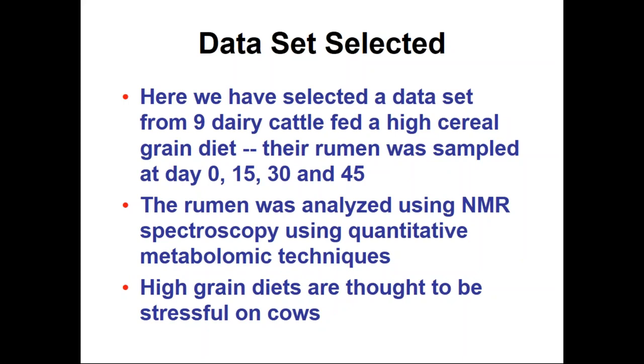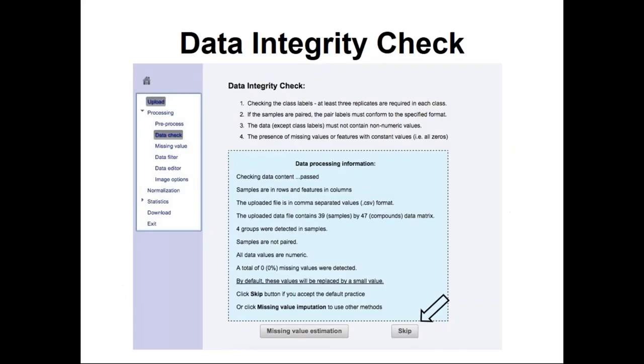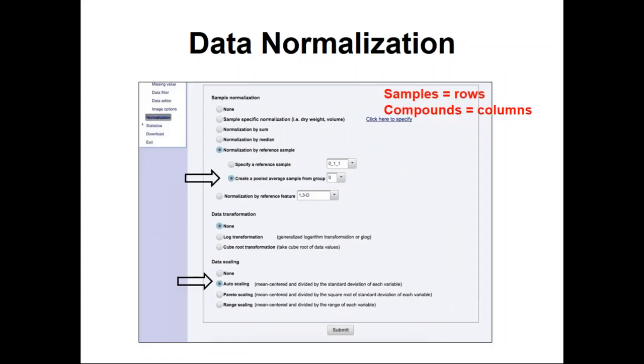And the reason why this study was done is because it is known that high-grain diets, which are common in Canada for cattle, can be problematic, whereas grass diets generally are better for health of cows. So we've uploaded our data, and what it'll do in MetaboAnalyst is it'll immediately perform a data integrity check, and what you find is that there's 39 samples or sets uploaded, 47 compounds on average for each of the 9 cows that were measured over this time, and everything looks good, so we'll just press skip because the data was well done.